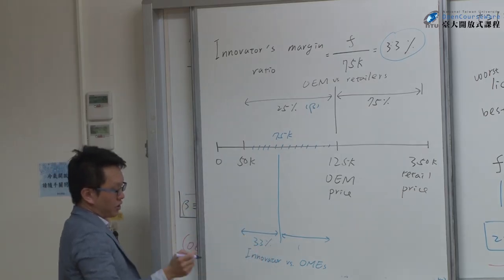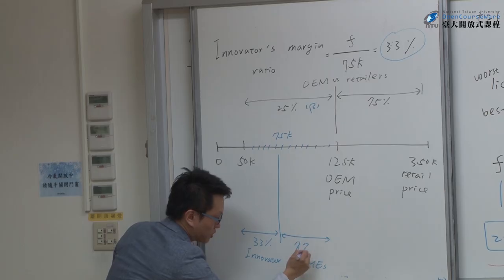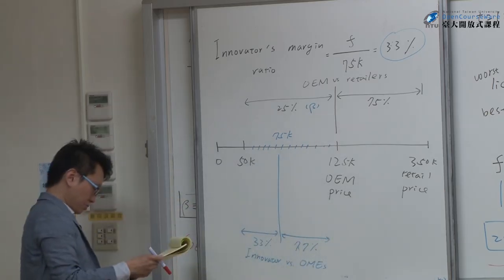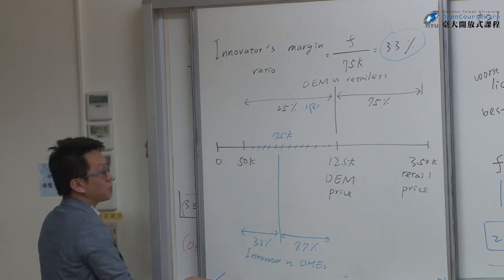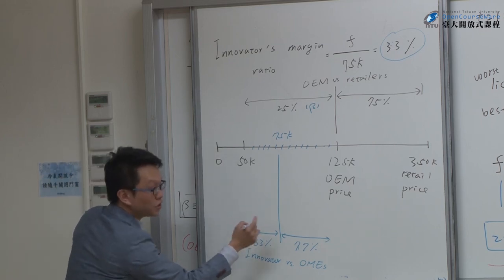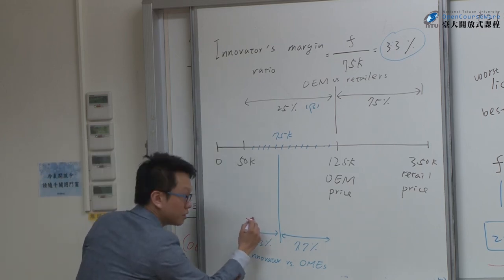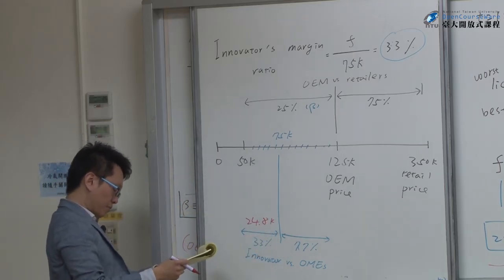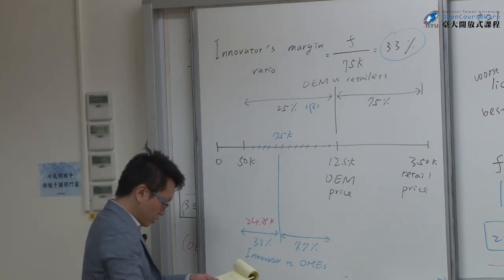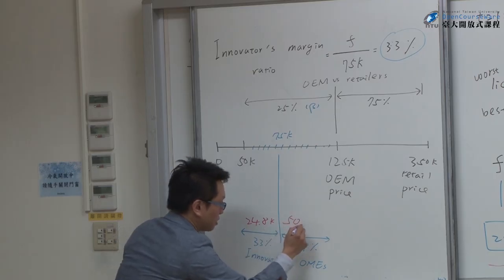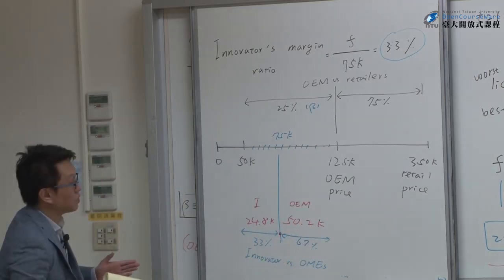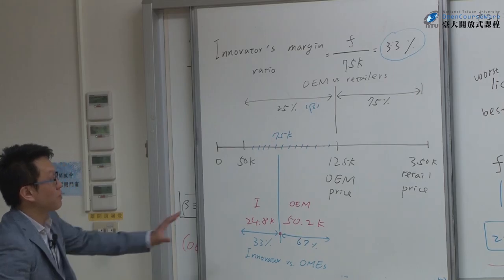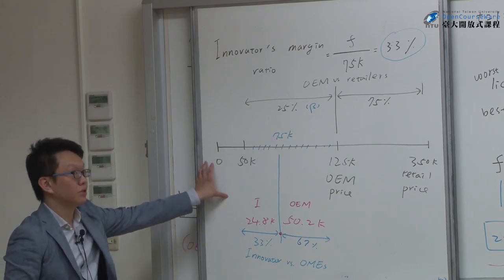In the next round of bargaining, OEM gets 77% here. Okay, and 33% will be 24.8K. And OEM from selling each unit will get 50.2K.